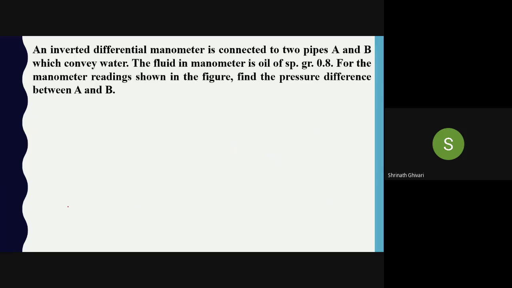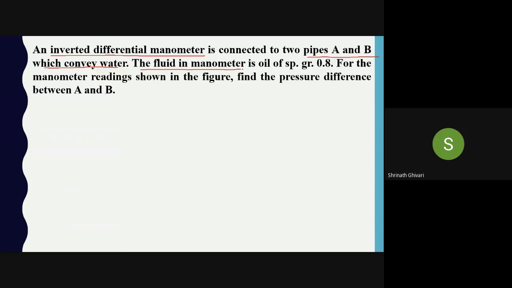Okay. The next problem is based on an inverted differential manometer. It is based on an inverted U-tube differential manometer. The question is like this. An inverted U-tube differential manometer is connected to two pipes, A and B, which convey water through it. So there are two pipes in which water is flowing. No different liquid, water is flowing.